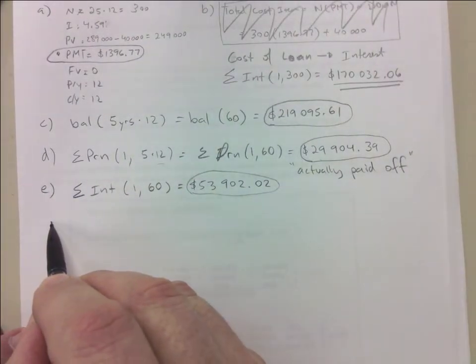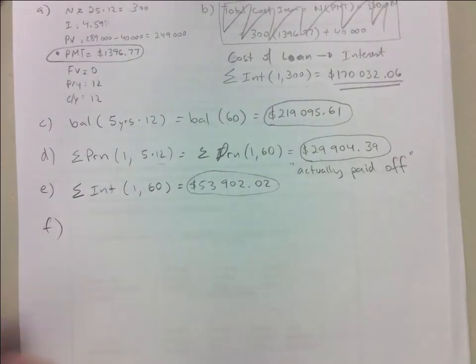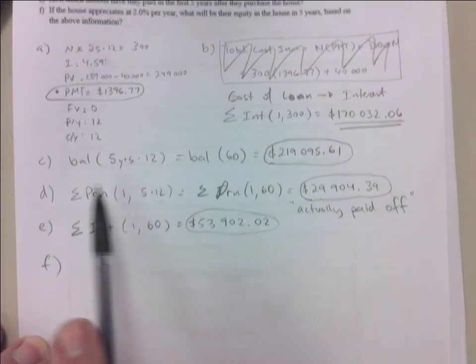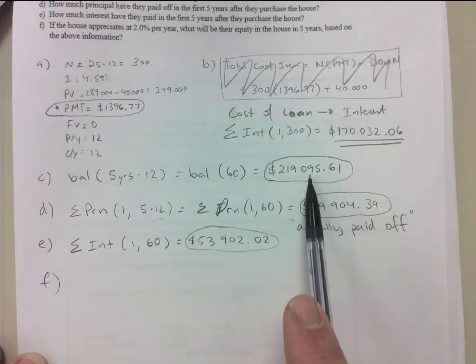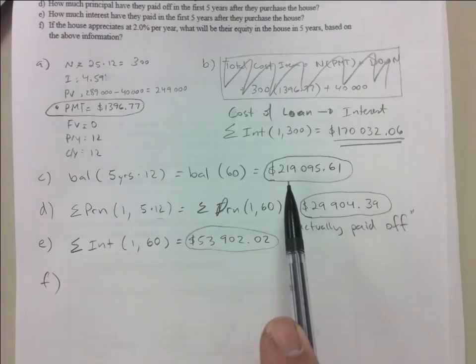Now you know why they're doing so good, right? A, B, C, D, E, F. This is the one I wanted to actually focus on today. If the house appreciates at 2% per year, what will be their equity in the house in 5 years? We already know how much we owe in 5 years. So technically, some of the work has been done for us.